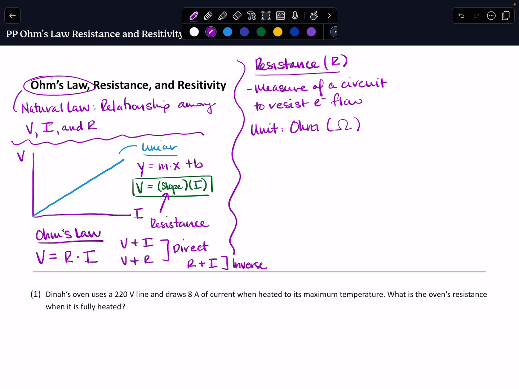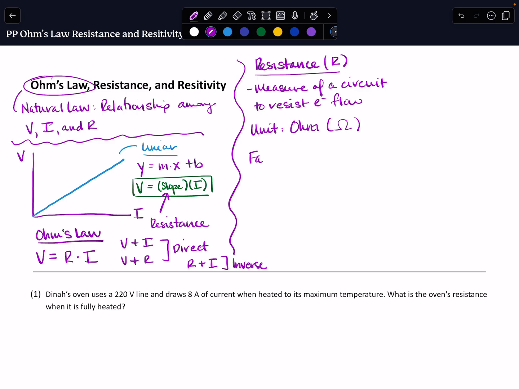So I tend to think about resistance like having a nice wide open highway, and then all of a sudden you have a little bottleneck. As you get closer and closer to that bottleneck, the electrons can't flow as quickly through, so the current's going to drop because the resistance is going up.